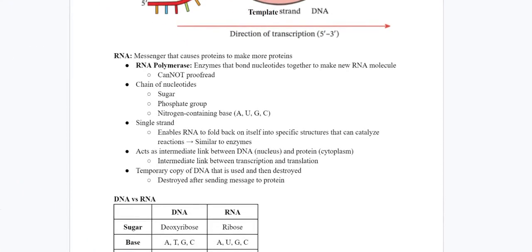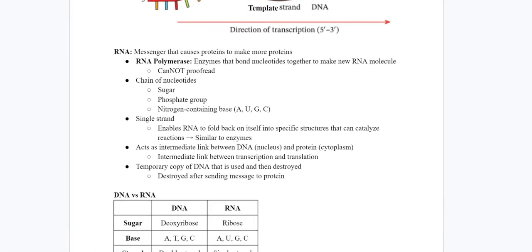Okay, now let's look more specifically at what RNA exactly is. RNA is like a messenger that goes to protein and tells them, "Hey, protein, go make more proteins." So essentially, RNA is a cause of the creation of more and more proteins.